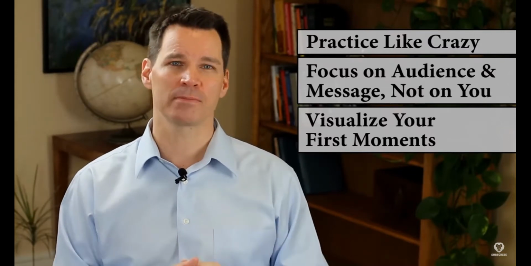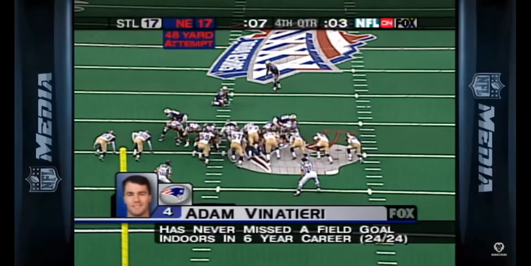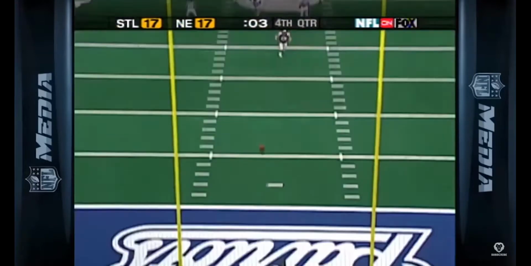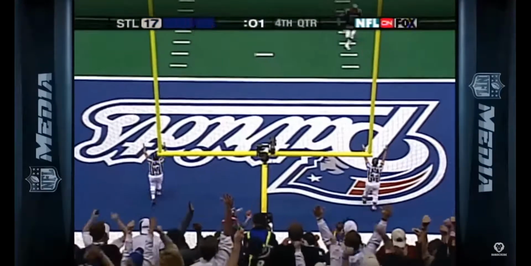Adam Vinatieri used to be a kicker for the New England Patriots, and in the 2001 Super Bowl against the St. Louis Rams, the clock was running down. They were tied 17-17. This is a high pressure situation for a kicker, and he successfully kicked a 48-yard field goal with 2 seconds left on the clock. There were no timeouts. The clock was running, and he did it, and they won the game.